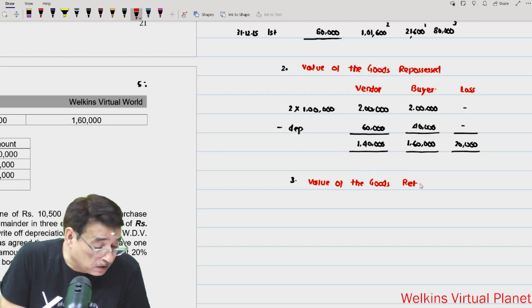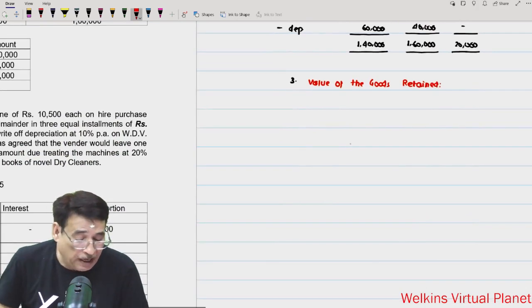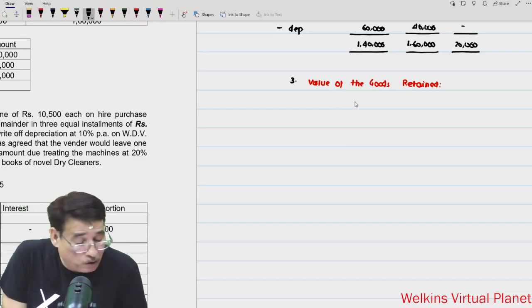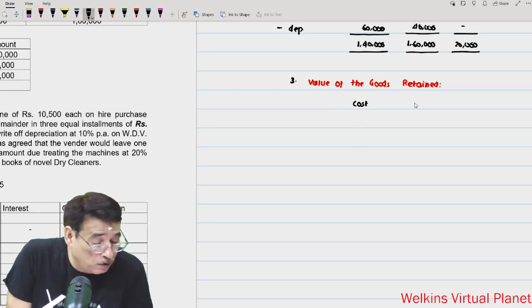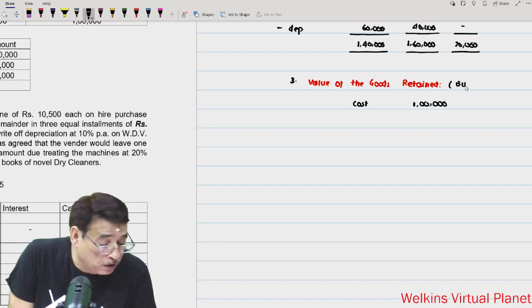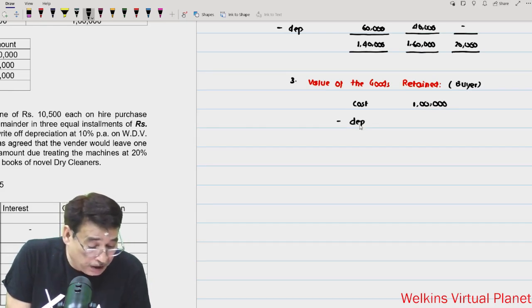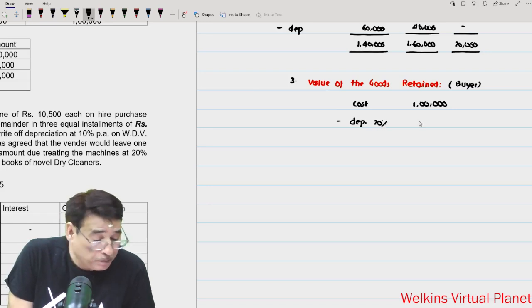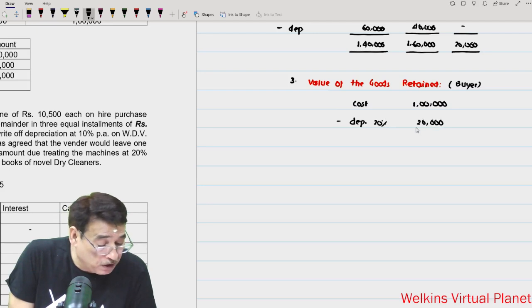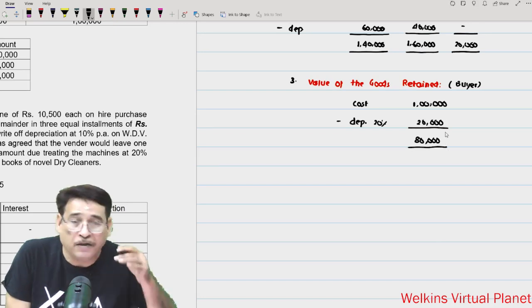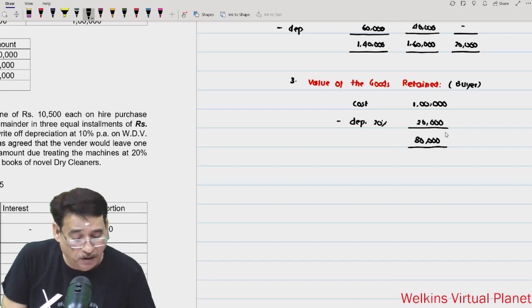One tempo is still lying with the buyer. One tempo is still lying with the buyer, don't forget that. Correct? So we will find out the value. Now the cost of one tempo is equal to 1 lakh. Because this working is always done from the buyer's perspective, we will use the depreciation rate of 20%. That is 20,000. That means at the end of the first year, the value of one tempo which is at the disposal of the buyer is 80,000.